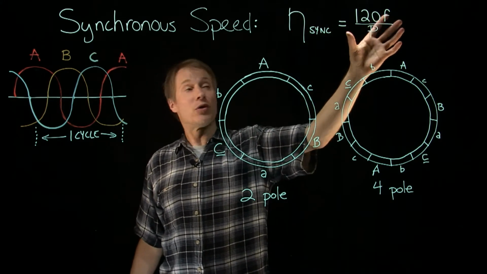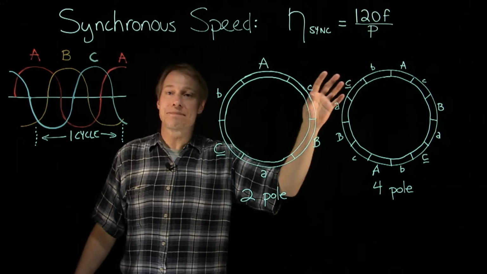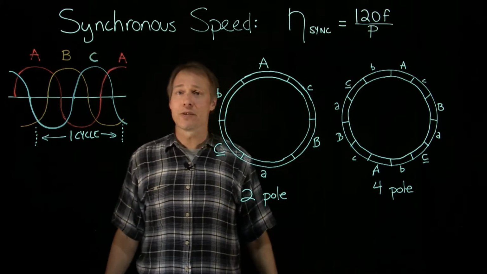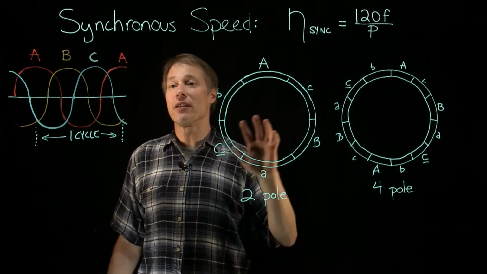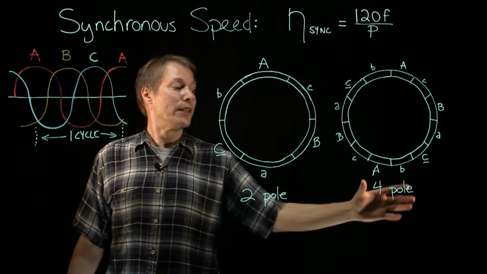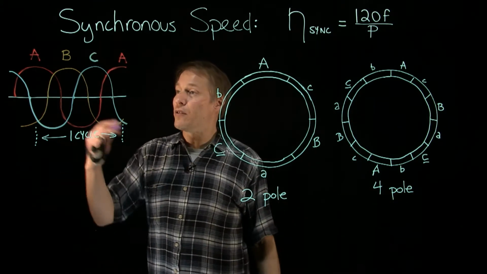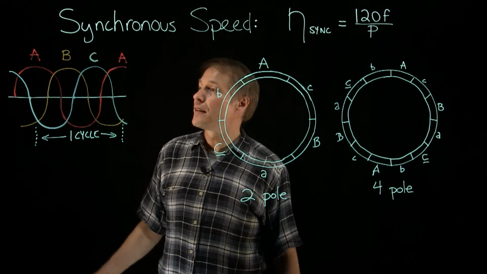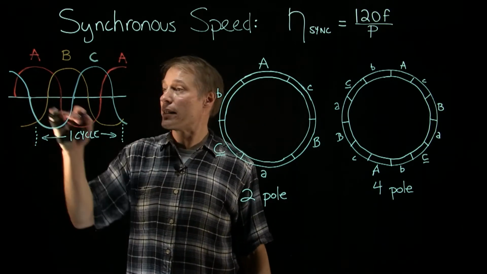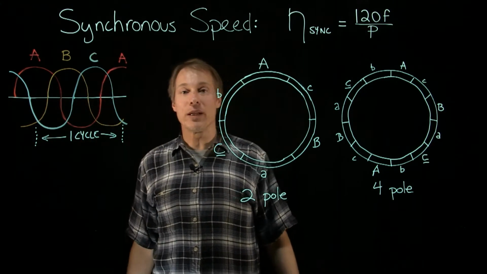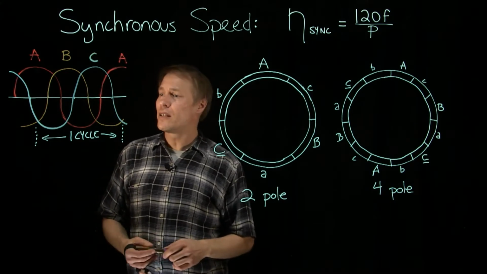I have the formula over here. We're going to come back to that later in this video. As you can see, I have two stators here, one labeled 2-pole, the other is a 4-pole. And then over here, I have my three-phase power represented by the 3 sine waves. All right, let's get started.